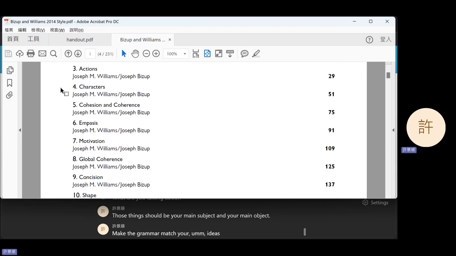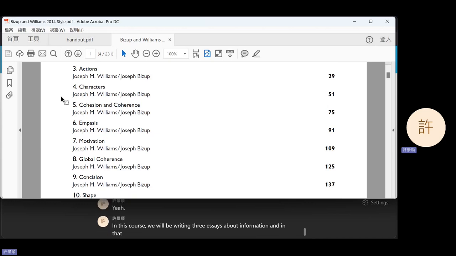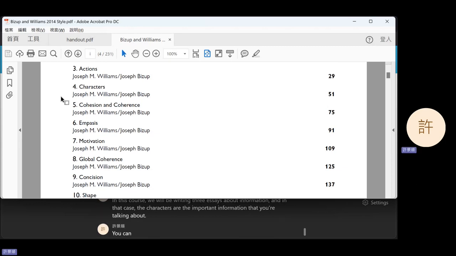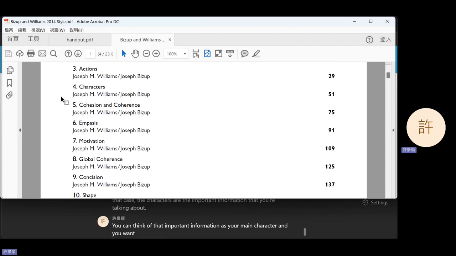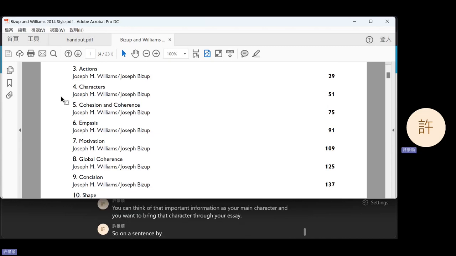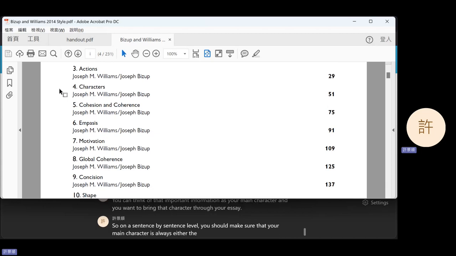Now, in this course, we will be writing three essays about information. And in that case, the characters are the important information that you're talking about. You can think of that important information as your main character, and you want to bring that character through your essay. So on a sentence by sentence level, you should make sure that your main character is always either the subject or the object.